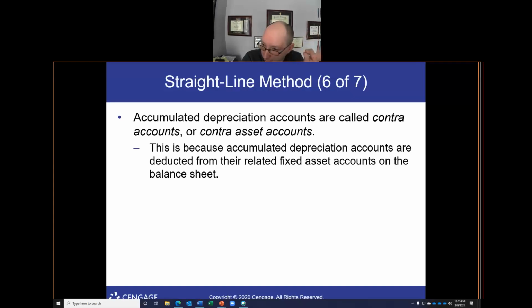So we never do anything to the original cost. The original cost always will be the same. The accumulated depreciation is what we're continually adding on to reflect the depreciation of that fixed asset.